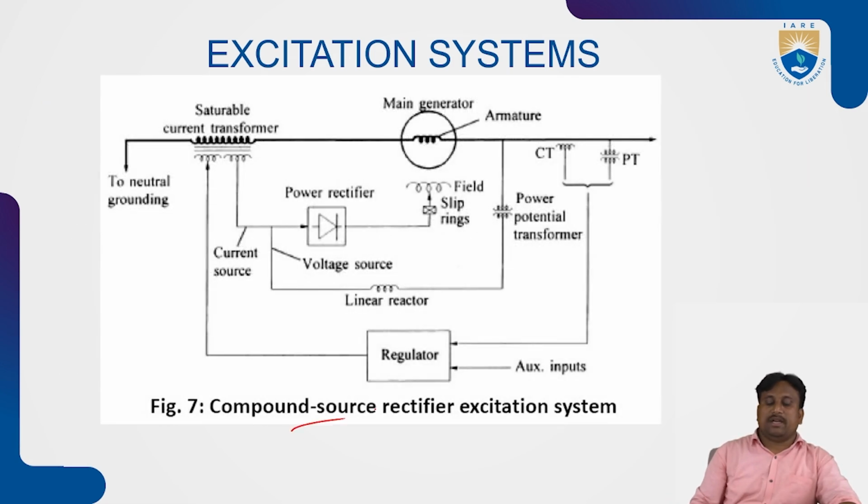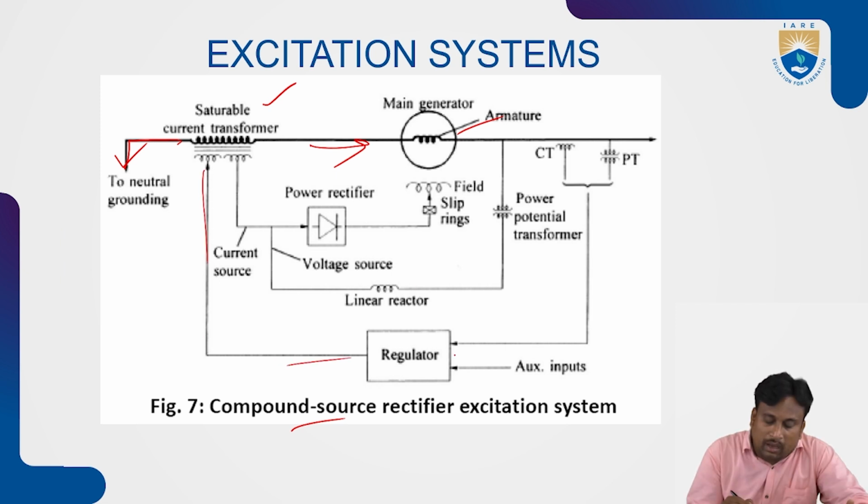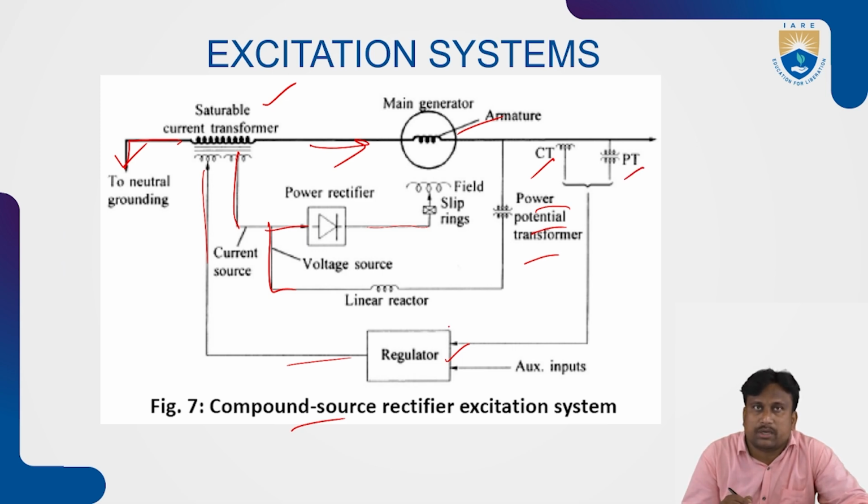This is the diagram which shows the compound source rectifier excitation system. Here the path is connected with the saturable current transformer. The other end is connected to the neutral grounding, and the forward path is connected to the main generator. Here it is excited with the armature winding, and one of the blocks is fed back to the regulator, and it connects to the current source through the power rectifier circuit, and this path connects to the slip rings via the field winding. The blocks are connected through the voltage source by a line reactor, which nullifies whatever distortions exist in the line. This is excited by the power potential transformer, and the CTs and PTs share the difference in the circuit components.